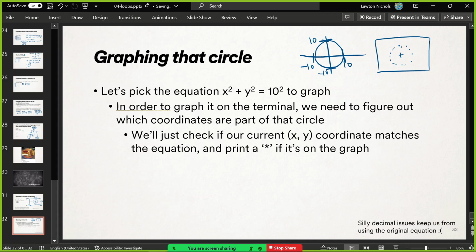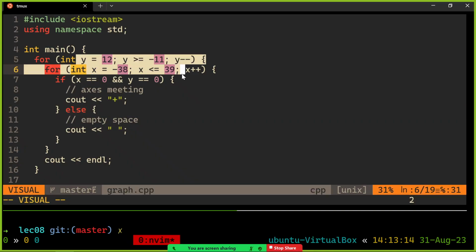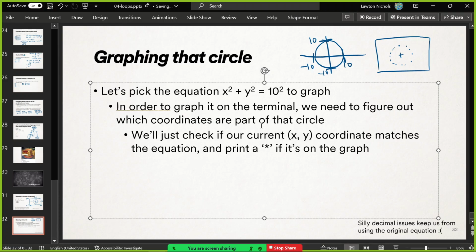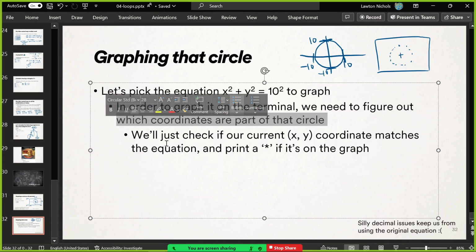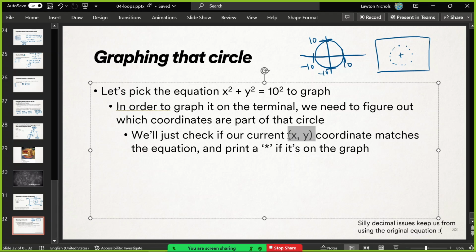Okay? In order to graph on the terminal, we just need to figure out which of these coordinates, because we're ranging over all of them, right? Nested loops try all the possibilities. We're ranging over all the possible coordinates within this range. We just need to figure out if our current coordinate that we're looking at inside of our innermost loop is part of the circle, right? So all we got to do is take this coordinate, an x value and a y value, and check if it's on the equation: if x squared plus y squared equals 10 squared. That's what it means to be on the graph, right? That's the goal. And we'll print a star if it's there.